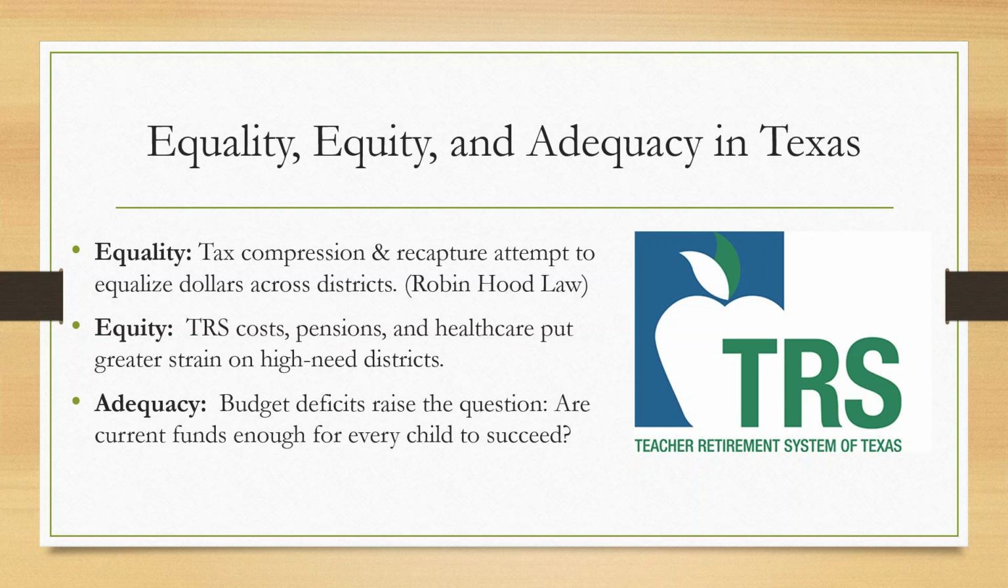And then this leads to adequacy. The big question is, are state funds like House Bill 2 actually enough to guarantee an adequate education? Districts are facing deficits and rising costs, and they usually say no, because these earmarked funds don't cover all the needs like special ed, safety, or insurance. So we do have a ways to go in the state of Texas.